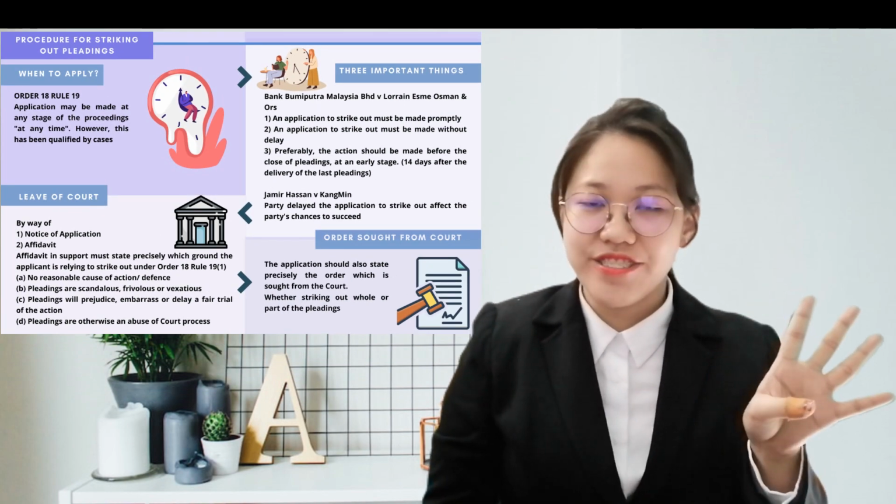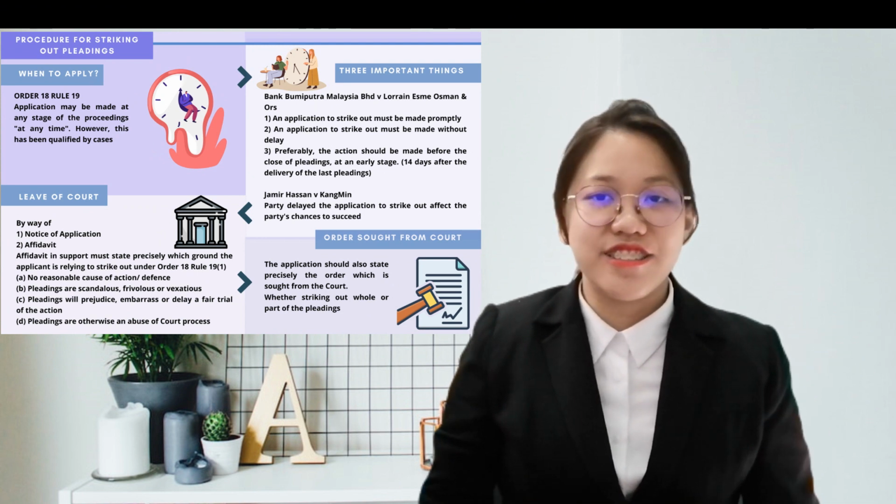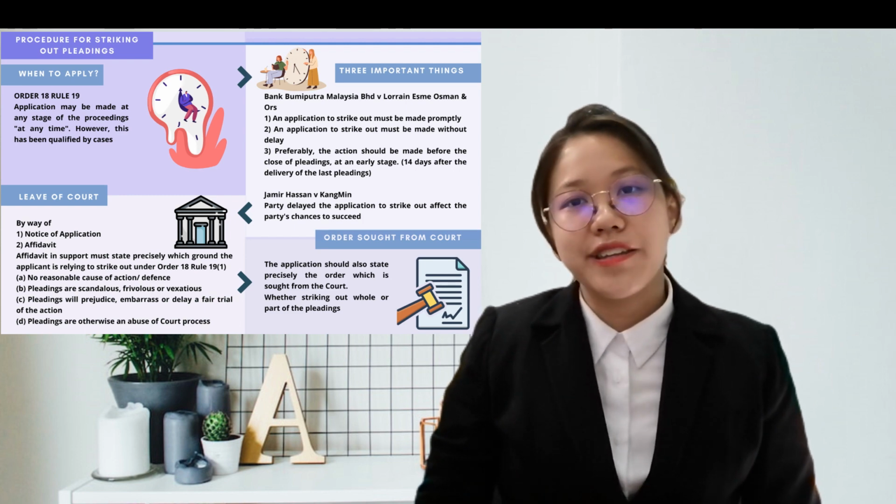Coming to the procedures of striking out pleadings, there are four procedures. The first one is when to apply. Applications may be made at any stage of the proceedings, at any time. However, this has been qualified by the cases.